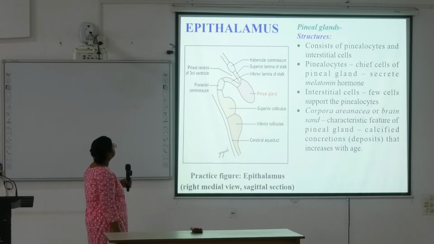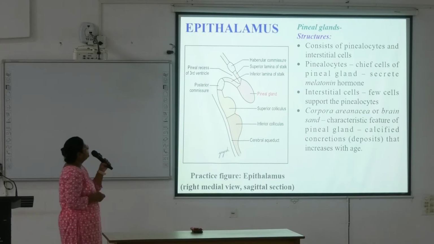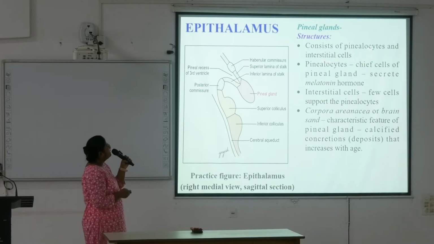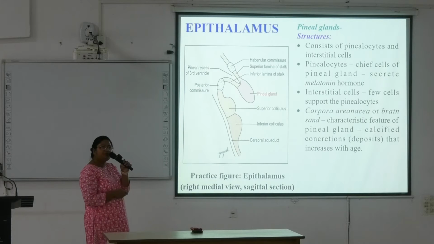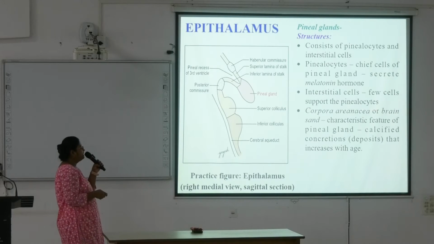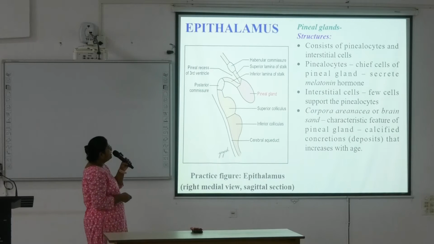Next, the structures. What are the cells forming the pineal gland? It consists of pinealocytes and interstitial cells. Pinealocytes are the chief cells of the pineal gland and secrete the melatonin hormone. Interstitial cells are few cells that support the pinealocytes, and there is corpora arenacea or brain sand, a characteristic feature of the pineal gland. These are calcified concretions or deposits that increase with age.